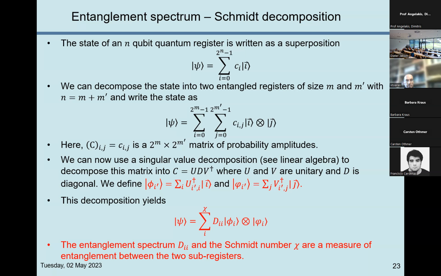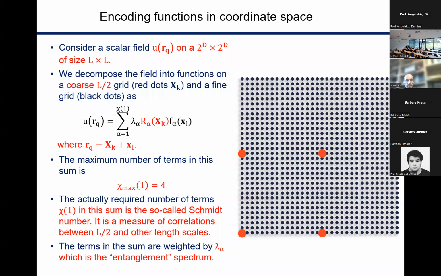And so I'm going to explain how we can intuitively view this in terms of the function that we want to represent. For that, I take a two-dimensional grid, and I pick out now not the first qubit only, but two qubits, because two qubits allow me to define 4 points in the grid, and hence they allow me to define the coarsest grid that I can think of.